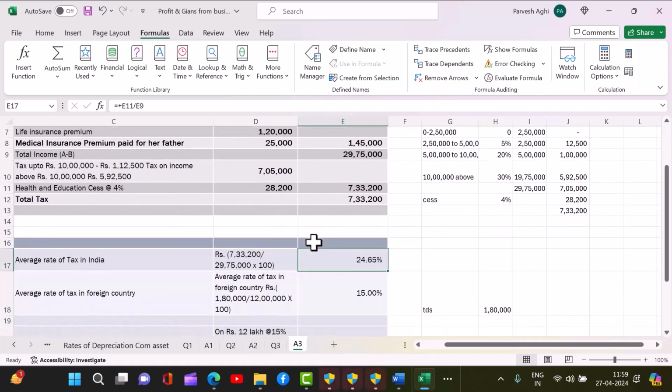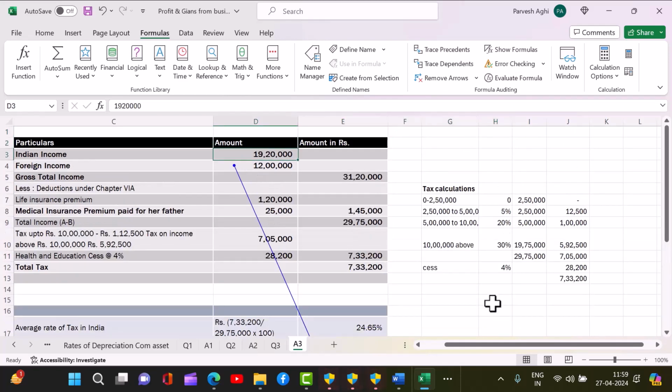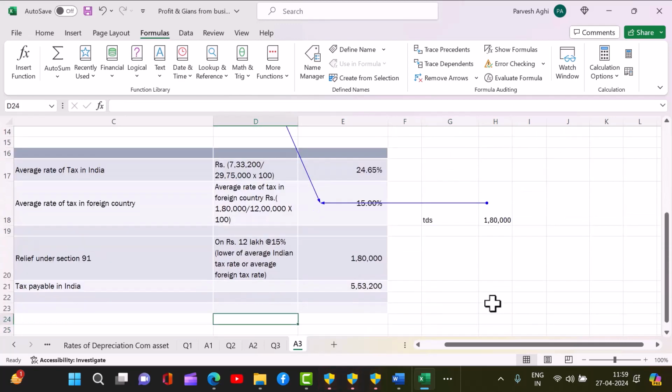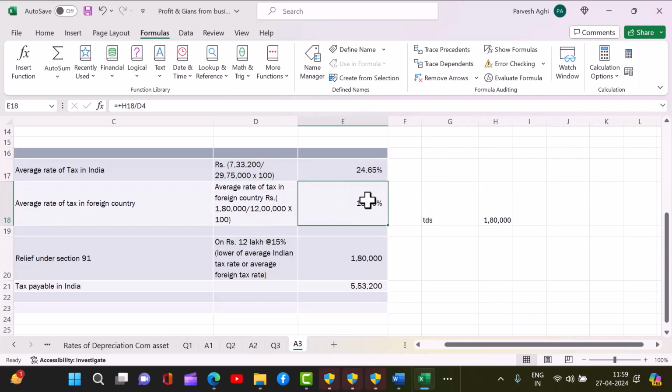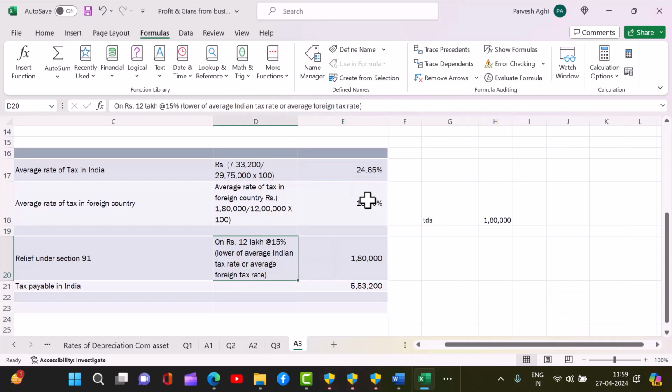Now she has paid tax at the rate of 15%. That means 1 lakh 80,000 divided by 12 lakhs. So she has paid 1 lakh 80,000 tax abroad on an income of 12 lakhs. So the average rate of tax on the income she earned there was 15%. Which means she will be getting a relief of 1 lakh 80,000, the entire amount.